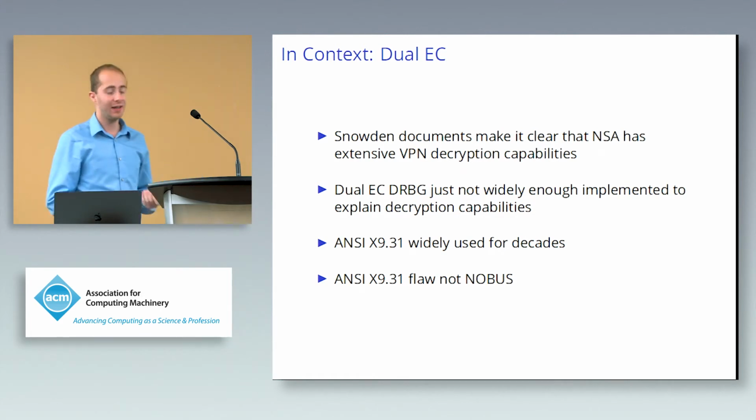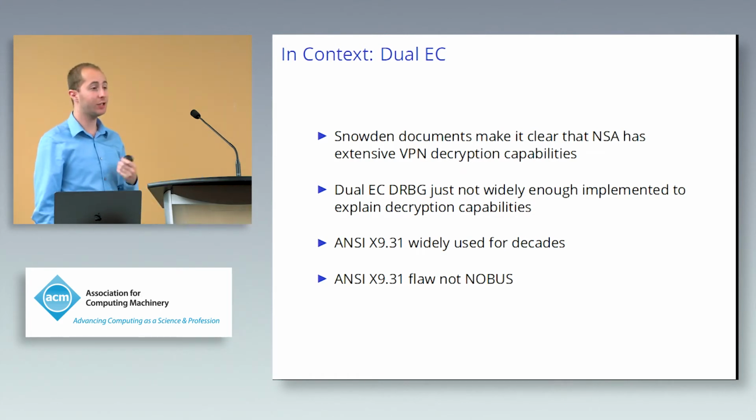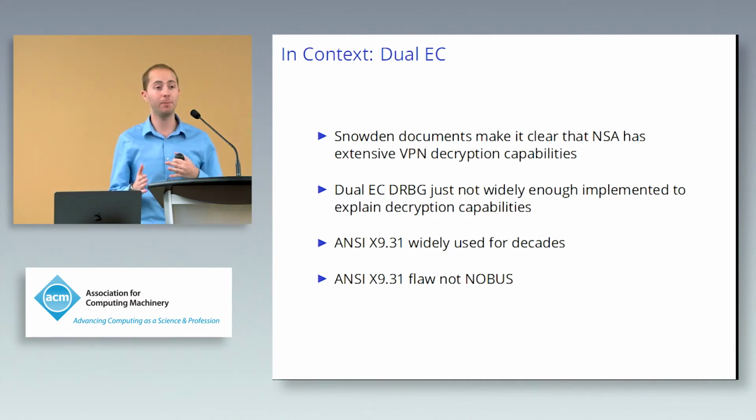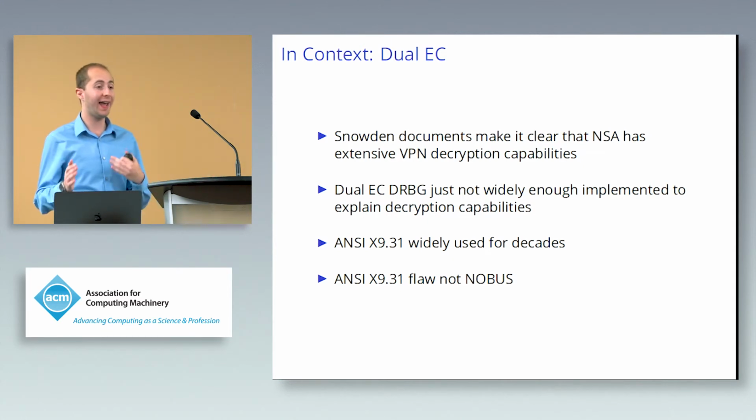Also interestingly, the ANSI X9.31 flaw is not "nobody but us." Whereas the dual EC flaw could only be exploited by someone who knew a particular relationship between the parameters, this flaw is exploitable by anyone with access to a binary or source code and is able to reverse engineer out the key.